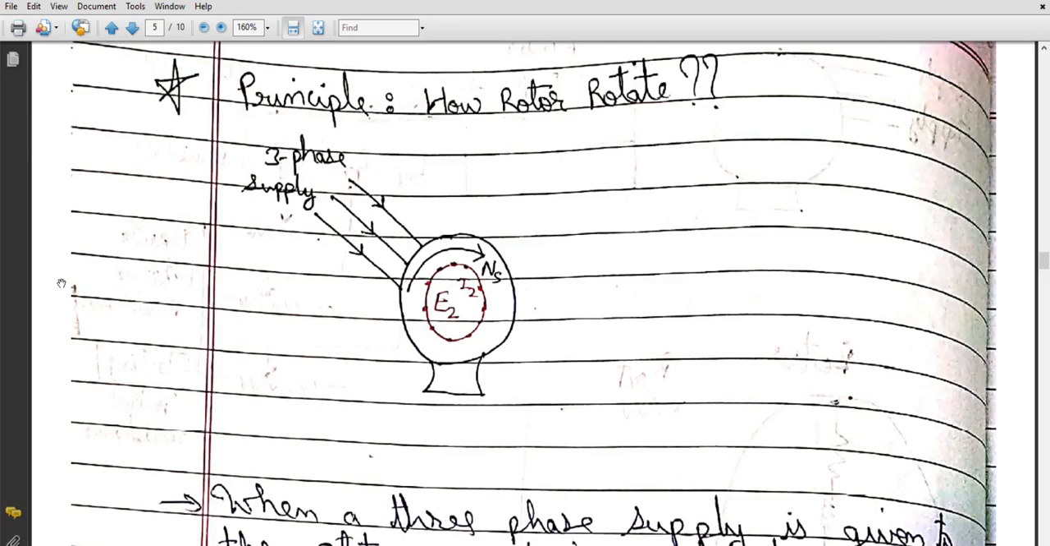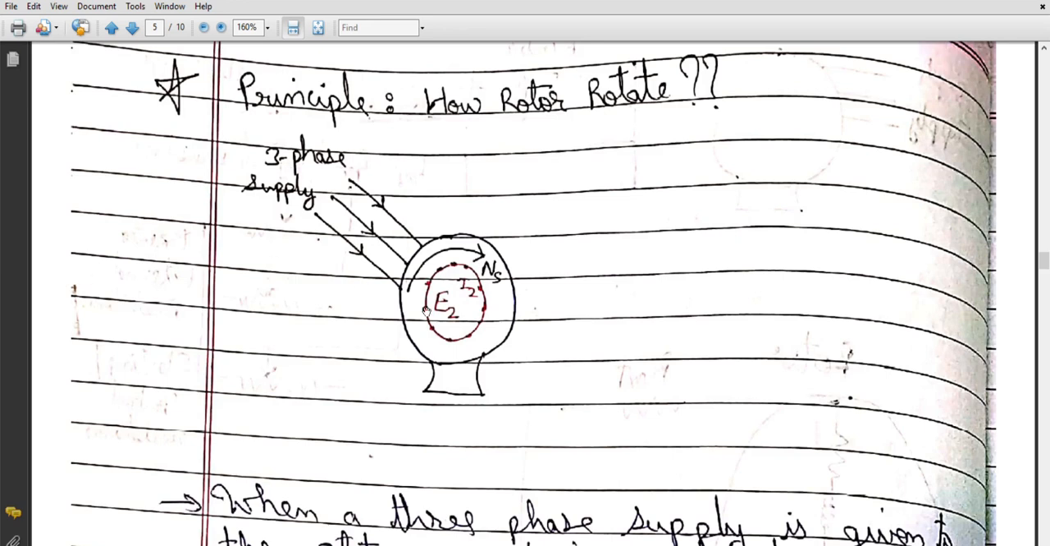Hello students. In your previous lecture we discussed the types of induction motor depending on the structure of the rotor. Today in today's lecture we are going to see the principle of how a rotor rotates.